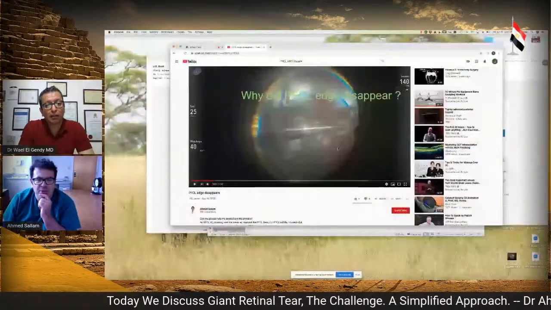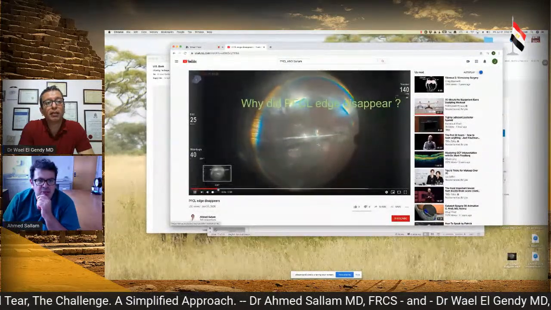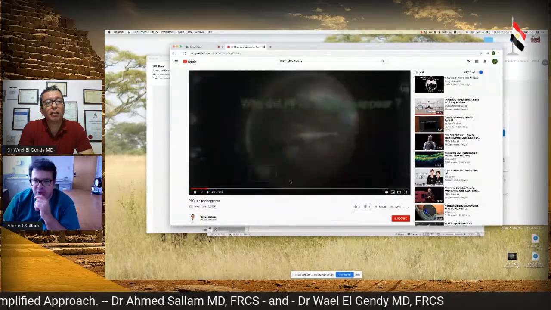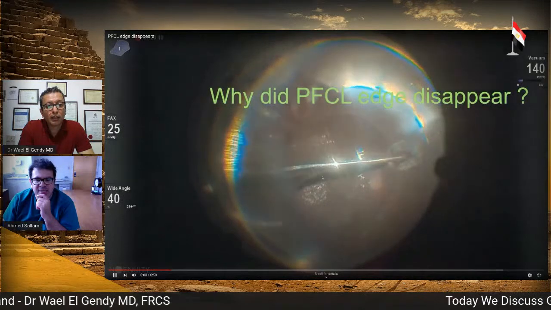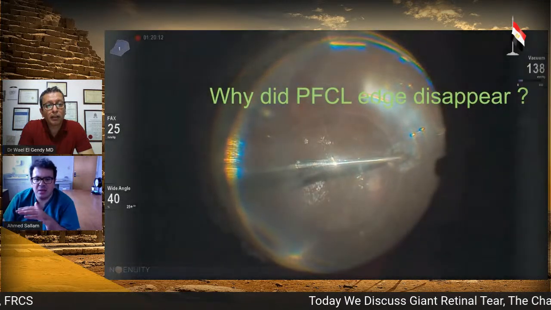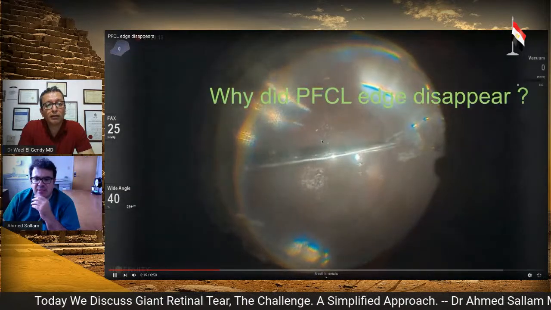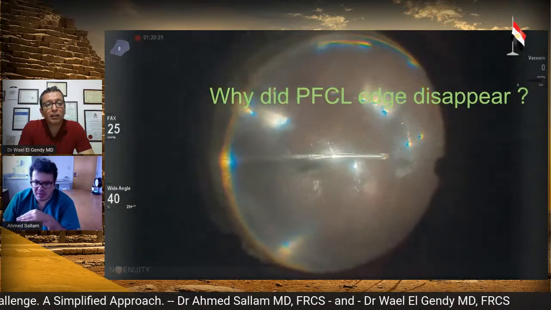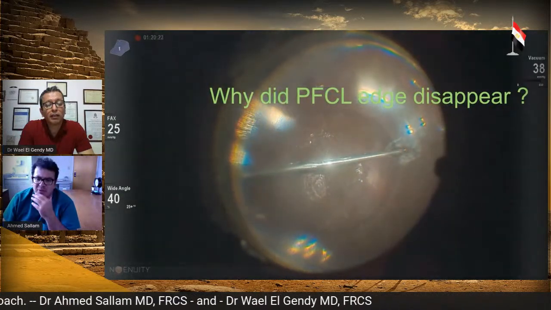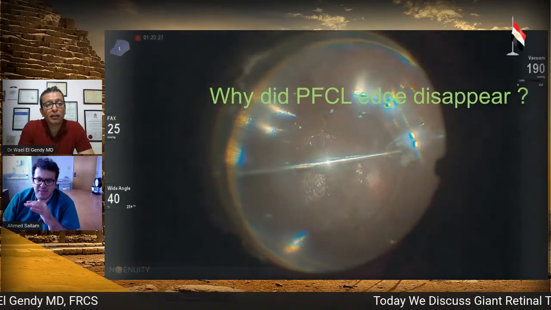Okay, so this is the video I was alluding to, the discussion we had. Here, as you can see, the bubble. This is a posterior break, tractional rhegmatogenous. You can see here, as I'm draining, the bubble is really looking nice. Then as I keep draining and take my time, I'm trying to get the retina really flat as much as I can, and I'm seeing the edges.